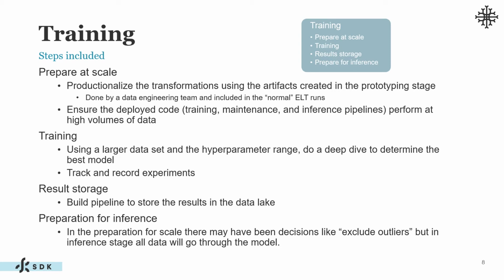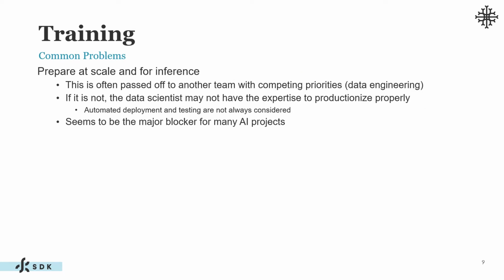Other key aspects of this, because I'm using a much larger data set, is I need my code to be performant at scale, both for training as well as for inference, so I'll be setting those pipelines up now. A common problem we see in this phase is not preparing for scale or inference. The features we've created in the prototyping phase will often be done in a language that's not performant. Transferring that into something more scalable is either handed off to another team or the data scientists themselves don't have the expertise to productionalize that properly.